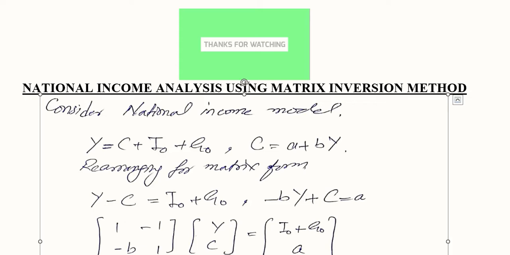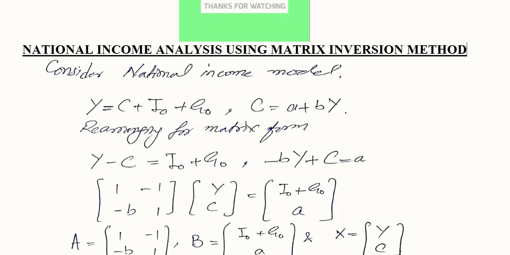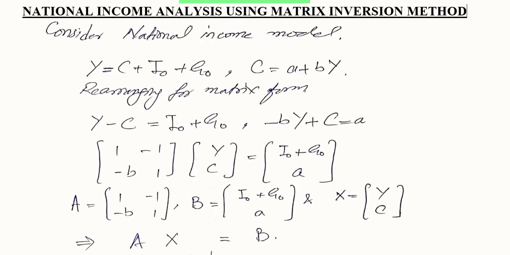We assume that we have a national income model which is composed of three sectors, that is the consumer, investor, and the government sector. And the investment is autonomous, so is the government expenditure. And we have the value of C, that is the consumption, in terms of its function, which is based upon the income.